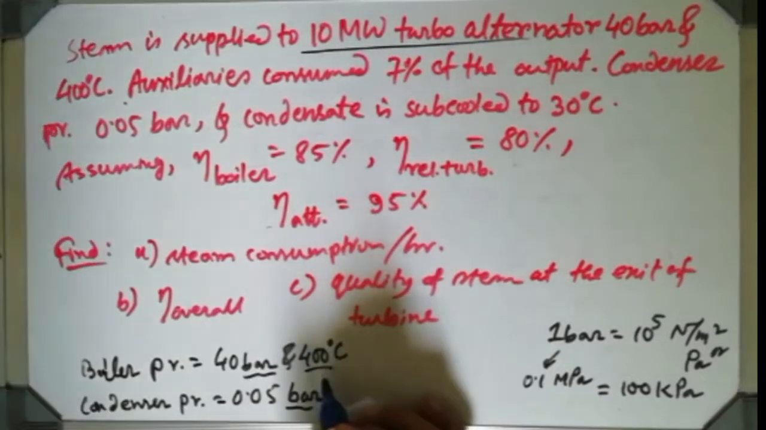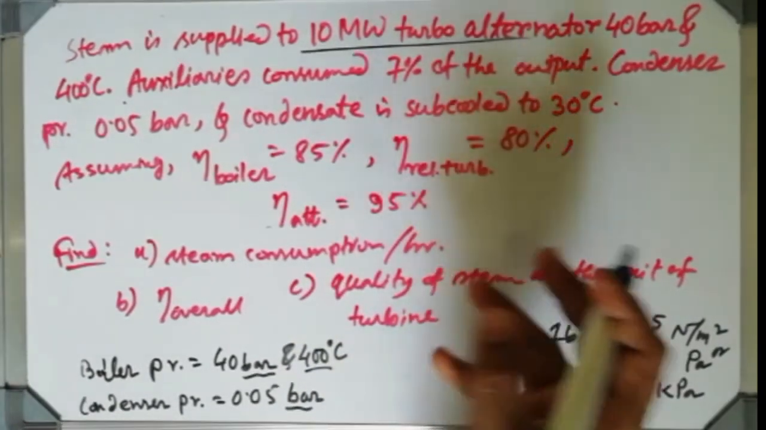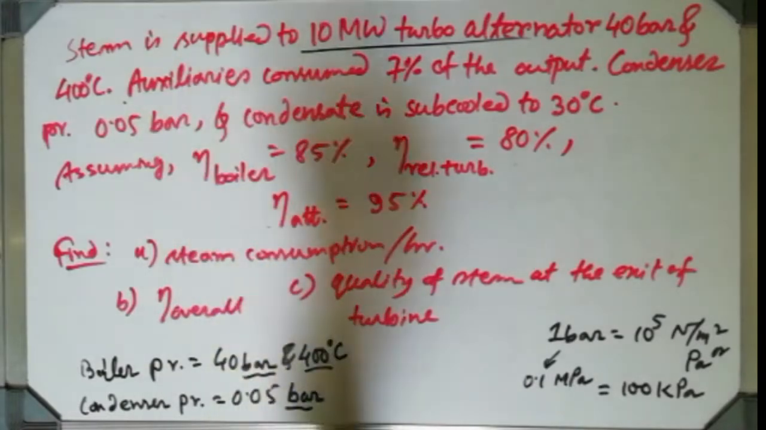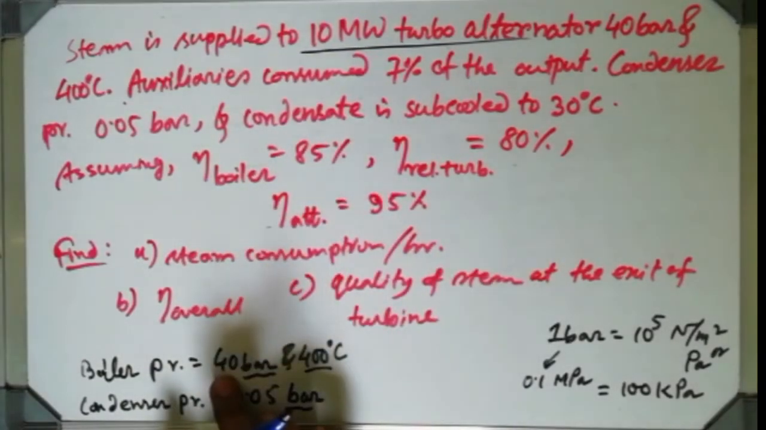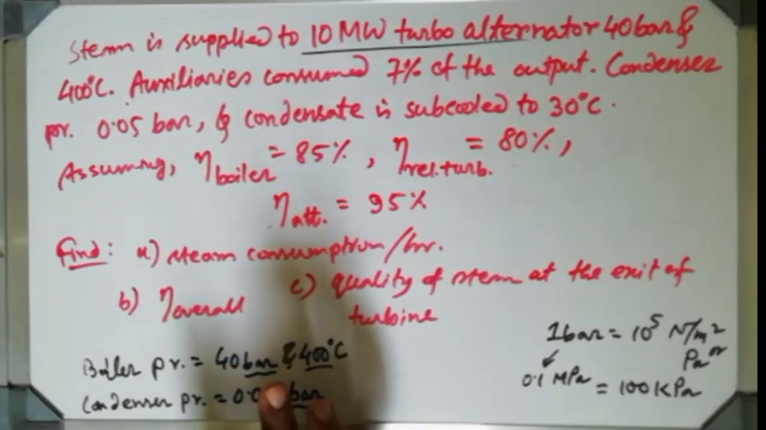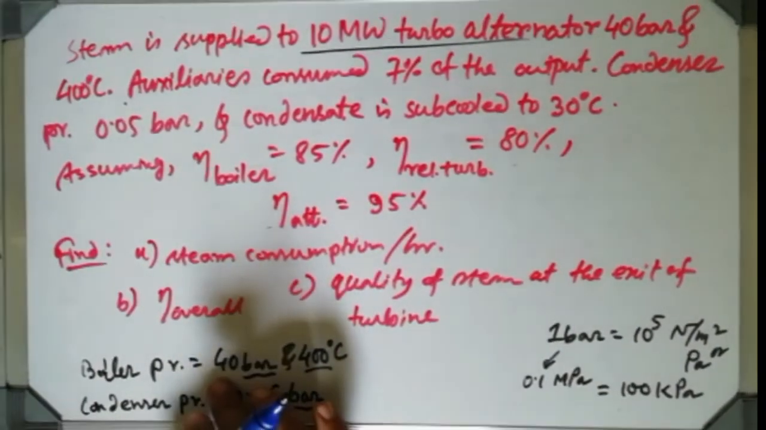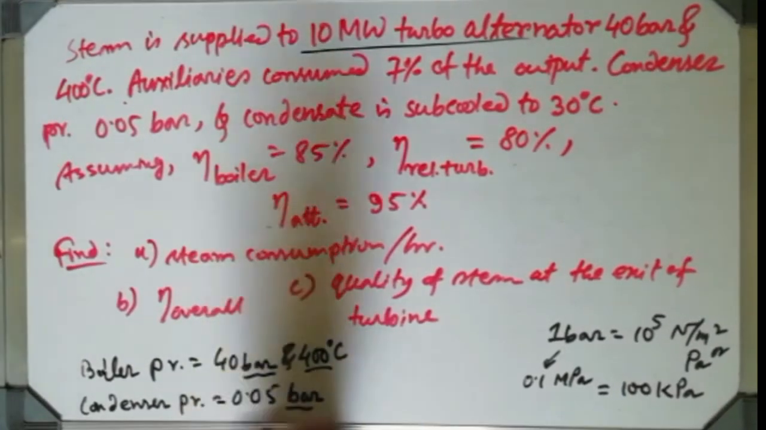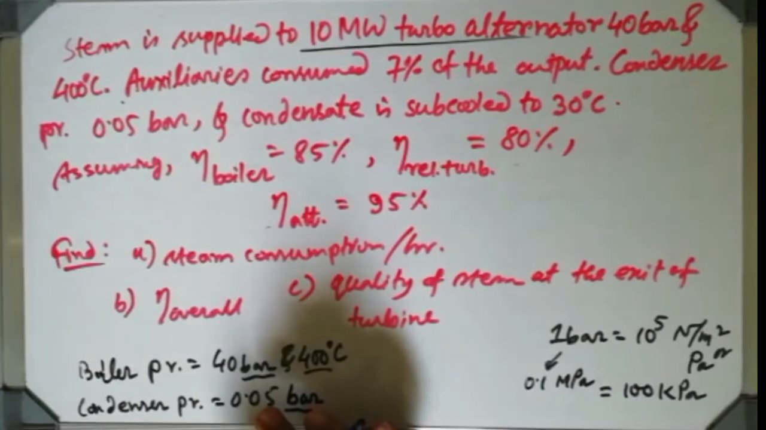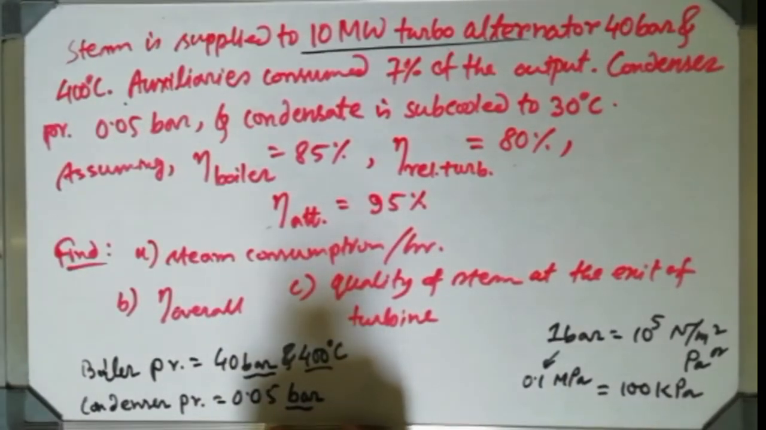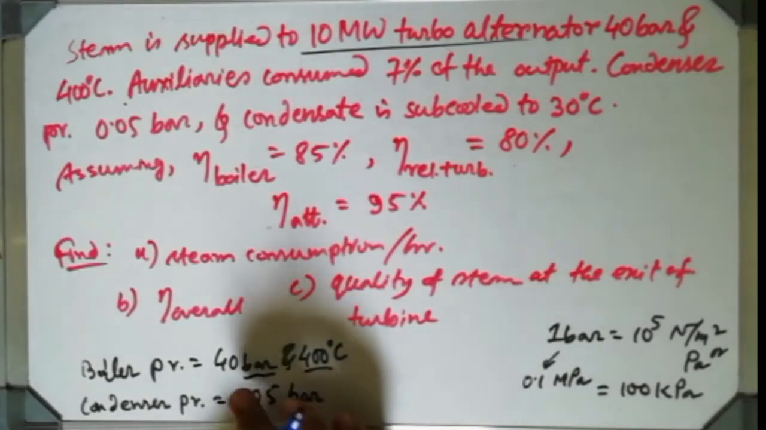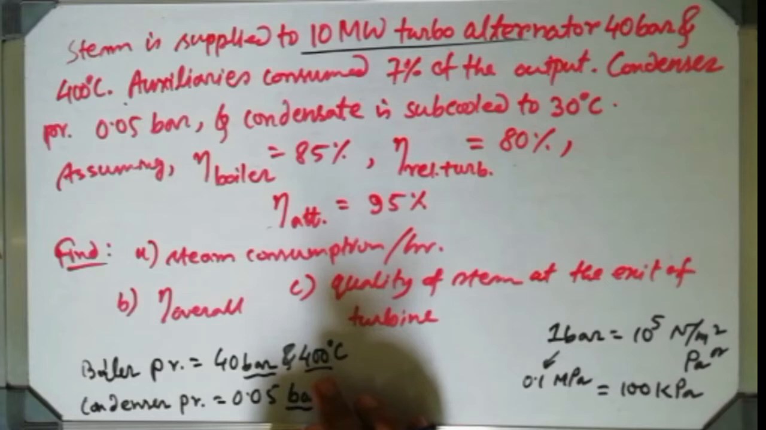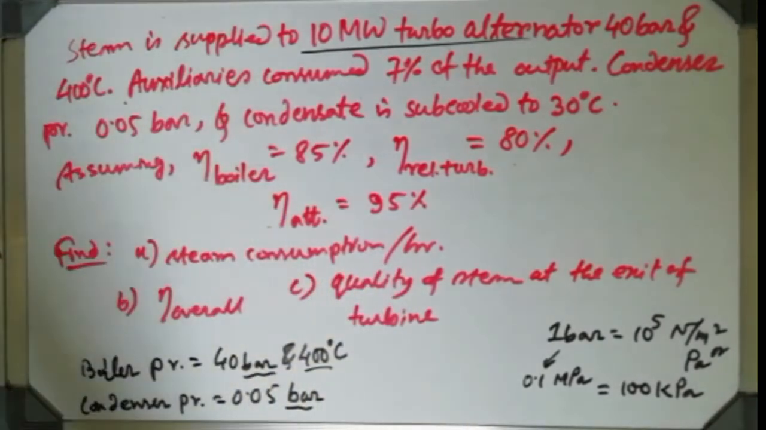Is that steam going into the superheated region or not? How can it be checked? First, you have to check, according to 40 bar pressure, what is the saturation temperature? I am again repeating: first, with the help of the steam table, find the saturation temperature with respect to 40 bar pressure. You will see that the saturation temperature will be less than 400 degrees centigrade. I can show you if I share the screen again.